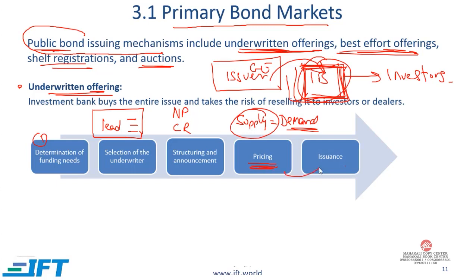From pricing, we go to issuance, and here I will actually read a small segment from the curriculum which describes this phase very well. The pricing day is the last day when investors can commit to buy the bond issue. This is investors buying from the investment bank. So the pricing day is the last day when investors can commit to buy the bond issue, and it is also the day when the final terms of the bond issue are agreed on.